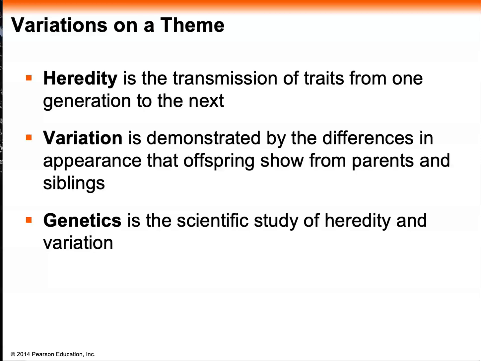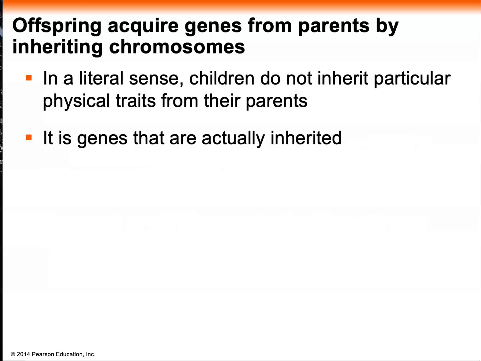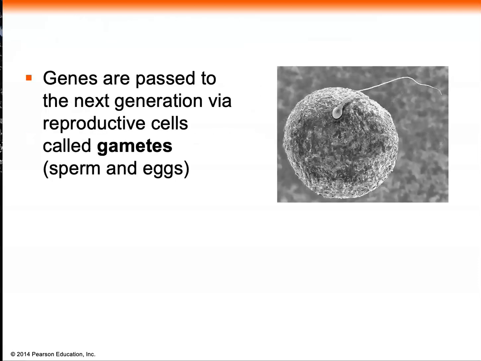Variations are differences in the appearance between offspring and their parents and their siblings. And genetics, broadly, is the scientific study of heredity and how variation occurs. So, in a literal sense, children don't really inherit physical traits from their parents. It's actually information to provide those traits in the form of genes that are inherited. And those genes are passed on to the next generation from parents to offspring via specialized reproductive cells called gametes, which are your sperm and your eggs.